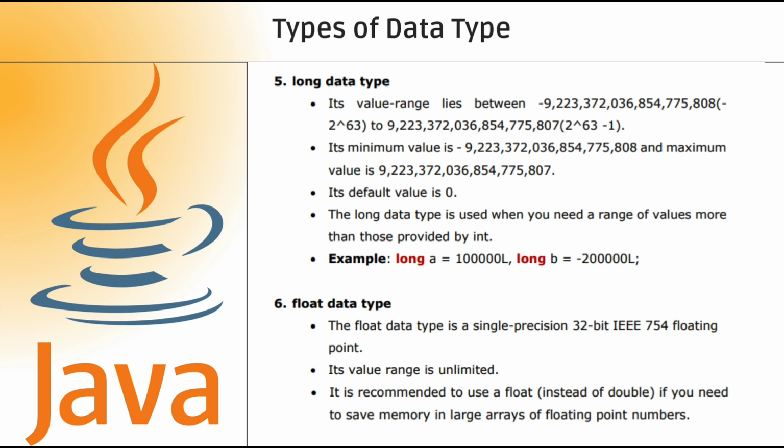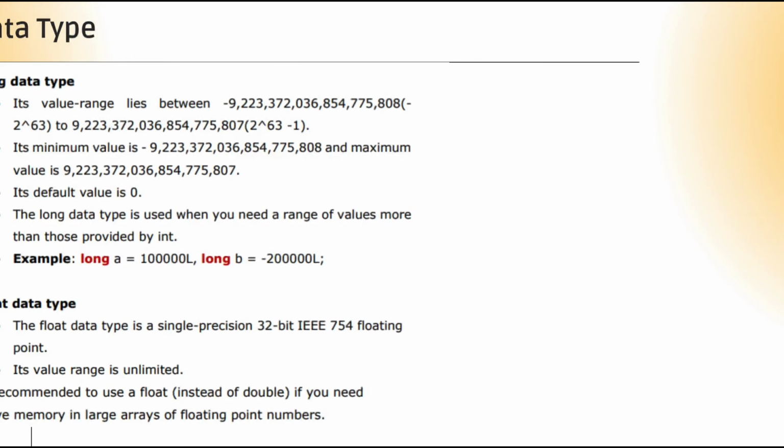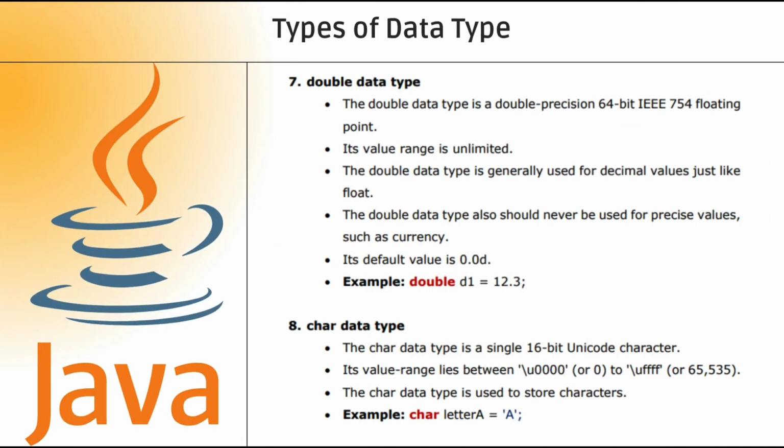Next we have is float data type, and this float data type is generally used to store the decimal numbers. Okay, but it is less precise than our next data type that we are going to see. Its value range is unlimited and it is generally recommended when we have to save the memory in large arrays of floating points. So the next we have is double, the most precise data type for storing decimals.